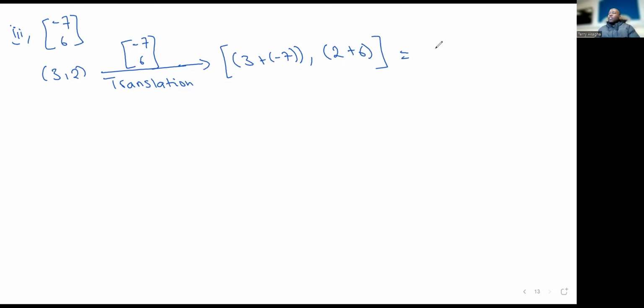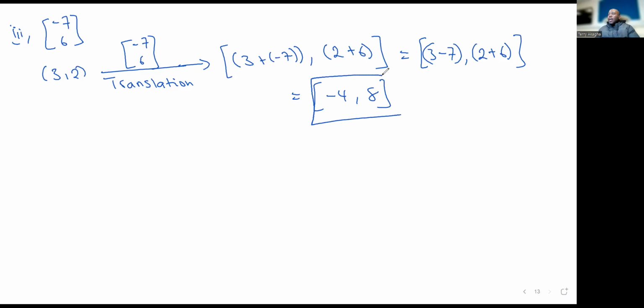And then the coordinates you should get: 3, plus times minus will give you minus, so it's going to give you 3 minus 7. And we're going to have 2 plus 6. Are you seeing it? Then 3 minus 7 is going to give us minus 4, and 2 plus 6 is going to give us 8. So the new coordinates you will get after this translation of minus 7 and 6 will be minus 4 and 8.